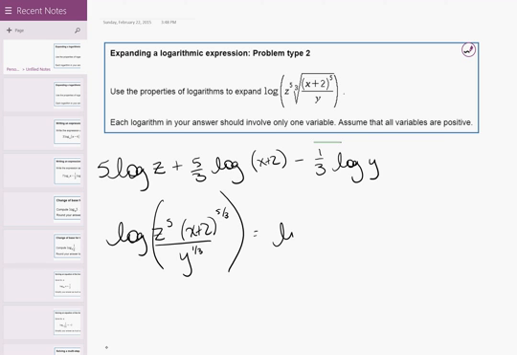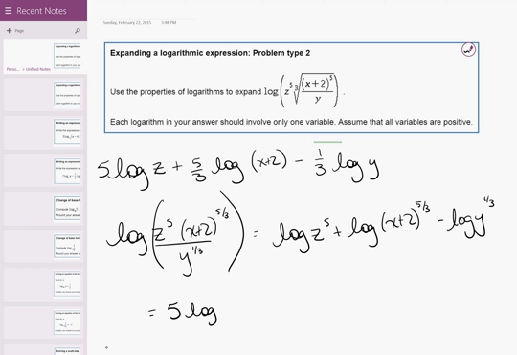This is the log of z to the 5th plus the log of x plus 2 to the 5/3 minus the log of y to the 1/3. And when I pull the exponents out front as coefficients, that leaves me with 5 log z plus 5/3 log x plus 2 minus 1/3 log of y. And that is the answer I have right here.